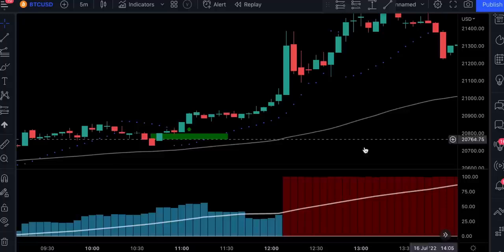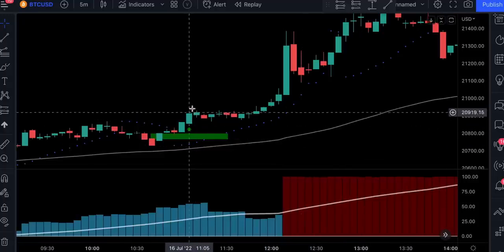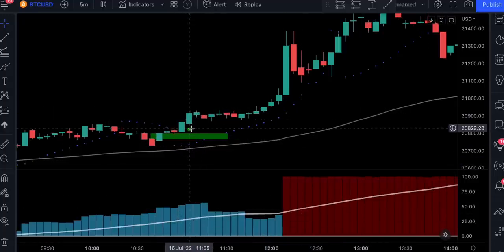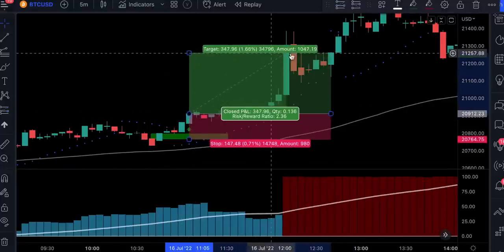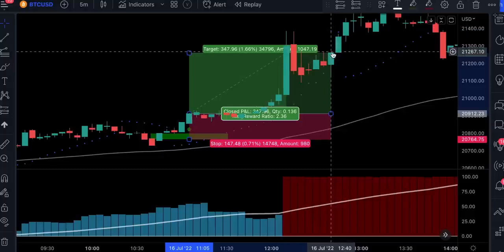Here's another example for a really good long trade. We see the indicators agree, all the conditions are met. And we would close this trade right on this candlestick. We see the risk reward can get up to 2.36 to 1.